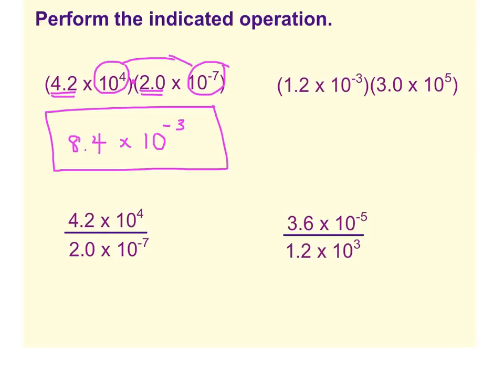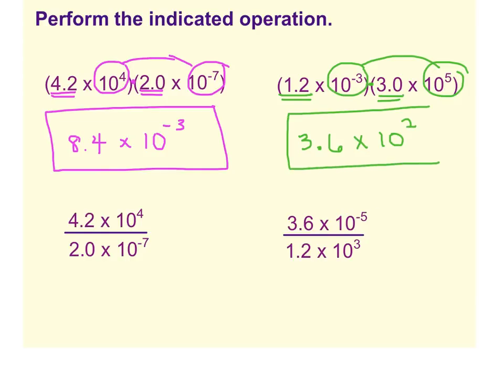All right, here's our next one. We're going to multiply these. Again, multiply the pieces that seem like they go together. 1.2 times 3 is 3.6. And then multiply your tens. If you're multiplying the same base, you keep your base. So I'm going to say times 10. And then add those exponents. Negative 3 plus 5 is a positive 2. And that one is set.